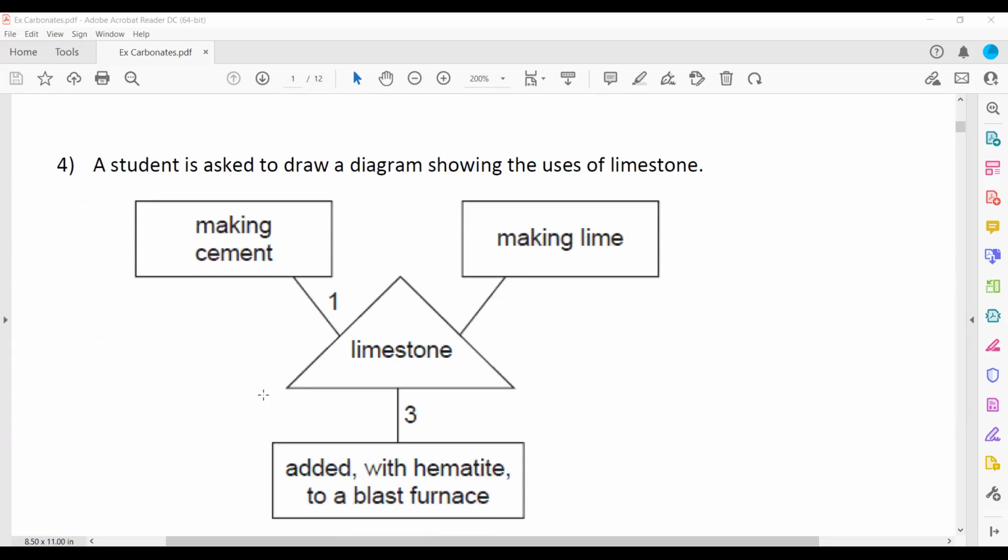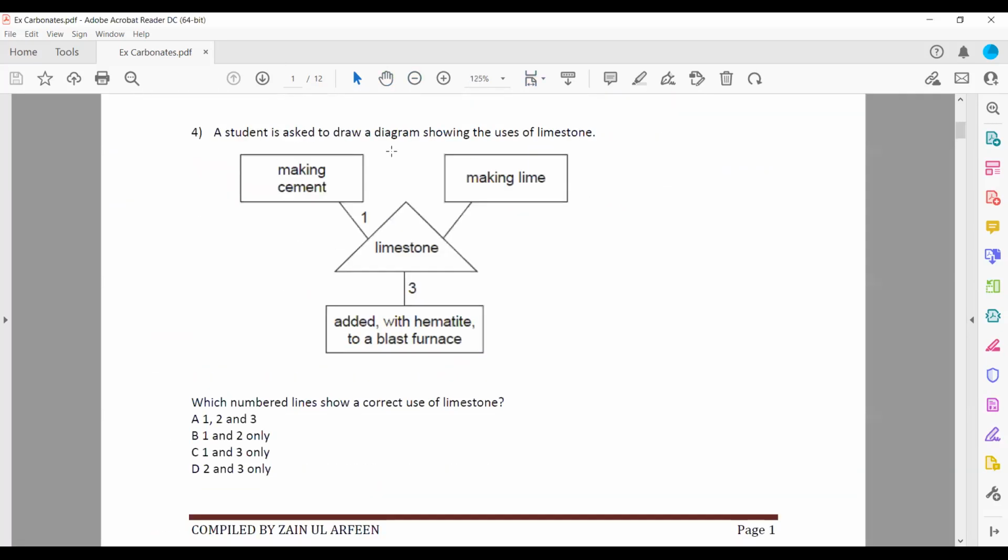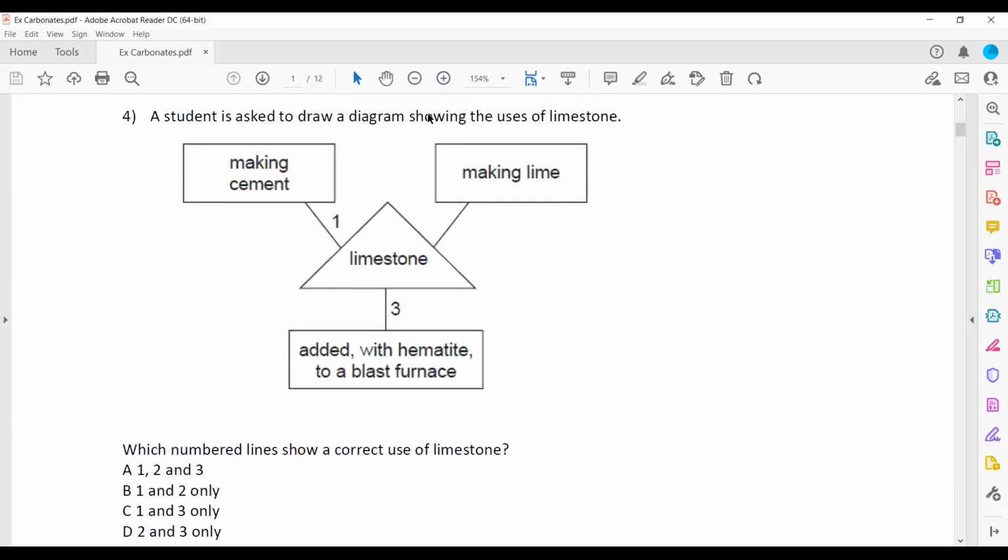A student is asked to draw a diagram showing the uses of limestone. Which numbers are correct? Limestone can be used to make cement. That is true. Limestone can be used to make lime. Lime means calcium oxide. Lime here is not lemon juice, it is calcium oxide. And it is added with hematite in the blast furnace. That's also true. Calcium carbonate decomposes to calcium oxide and carbon dioxide, and that calcium oxide reacts with acidic impurities such as silicon oxide to form slag. So 1, 2 and 3, all the uses are correctly labeled.